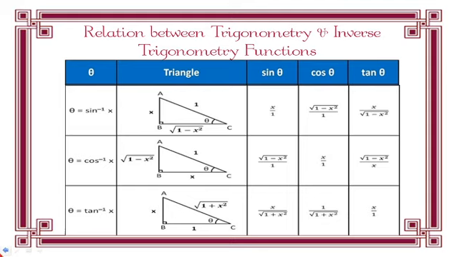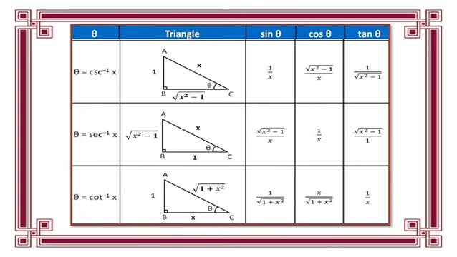Now, what is the relation between trigonometry and inverse trigonometric functions? This is very simple, students. Let's say it is given theta equal to sine inverse x. If we take sine on both sides, sine theta will be equal to x. If sine theta equals x, we can write it as x by 1, and we know this is P by H. So perpendicular is x and hypotenuse is 1. By using the Pythagoras theorem, we can calculate the rest of the ratios. And same way we can do it for all trigonometric functions.